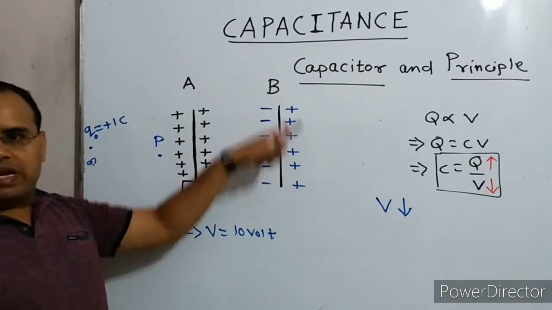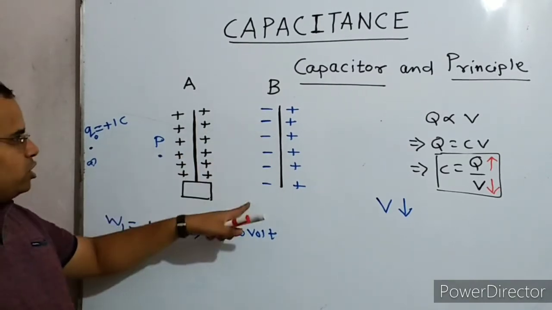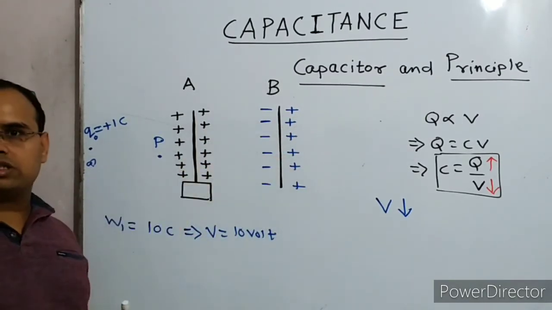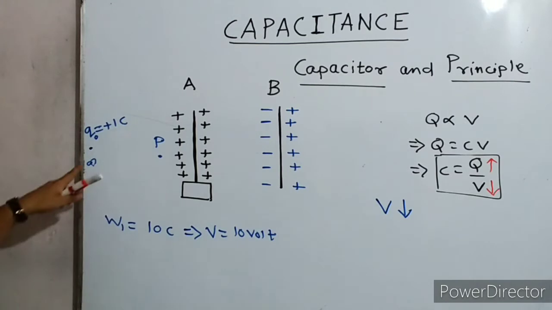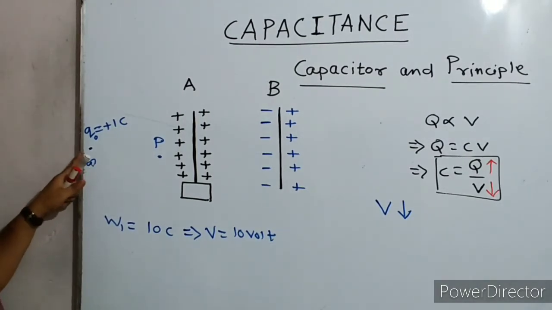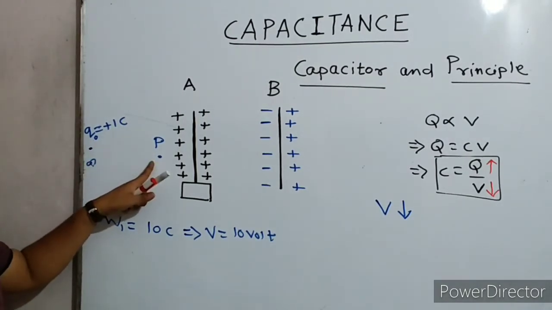I am taking this data just to explain the things. Now when you bring this plate, due to induction, negative charge is induced here and positive charge here. Now if you bring this unit positive charge from infinity to this point, what will happen?